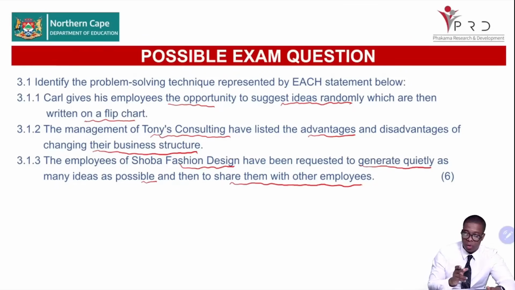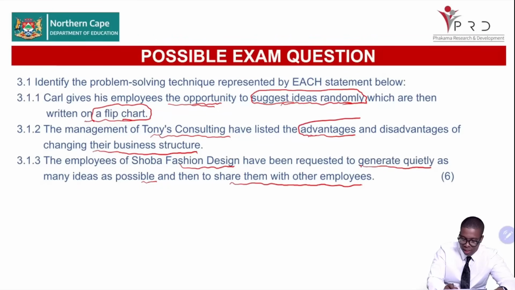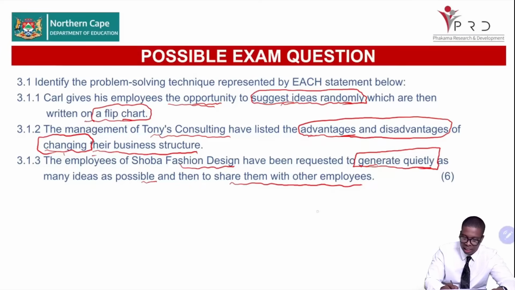I have underlined all the keywords that help you to answer the question, and that help you to differentiate one problem-solving technique from another problem-solving technique. So, look at it this way. Carl gives his employees an opportunity to suggest ideas randomly, which are then written on a flip chart. This is one. Then the other one is that they are listing advantages and disadvantages for changing their business structure. Then Shoba Fashion Design is requested to generate quietly as many ideas as possible.